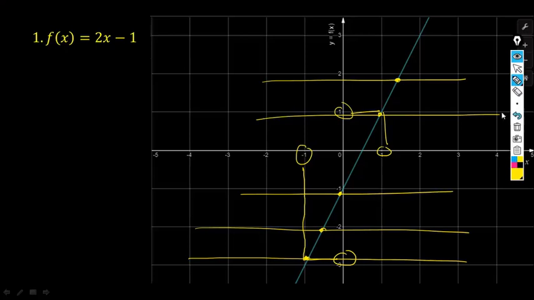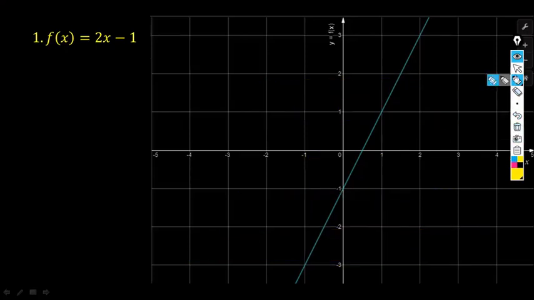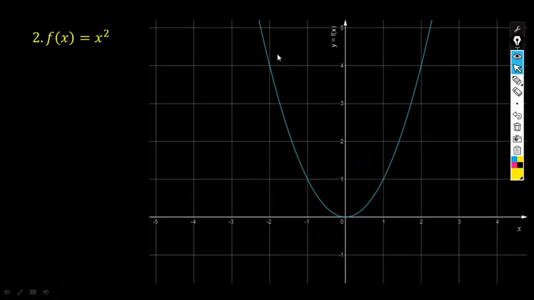Now let's contrast this to the next example, which is going to be a non one-to-one function. Look at this. This function is not one-to-one. The reason: I'm going to draw this horizontal line right there, and as you can see, this horizontal line is crossing the graph of the function at these two points, this one and this one.